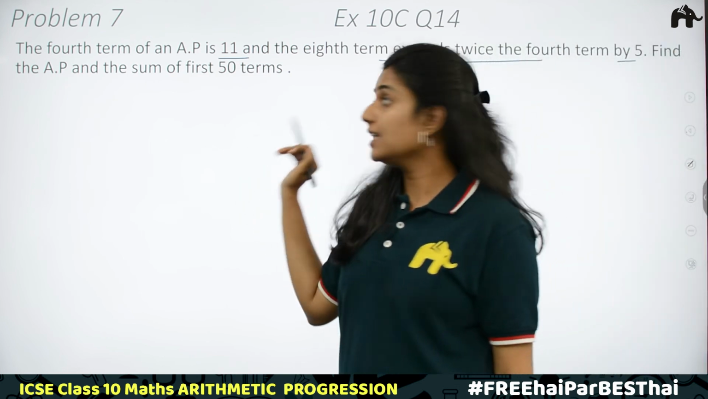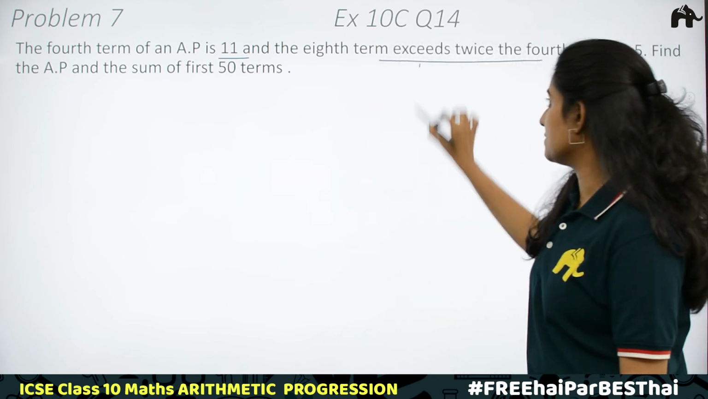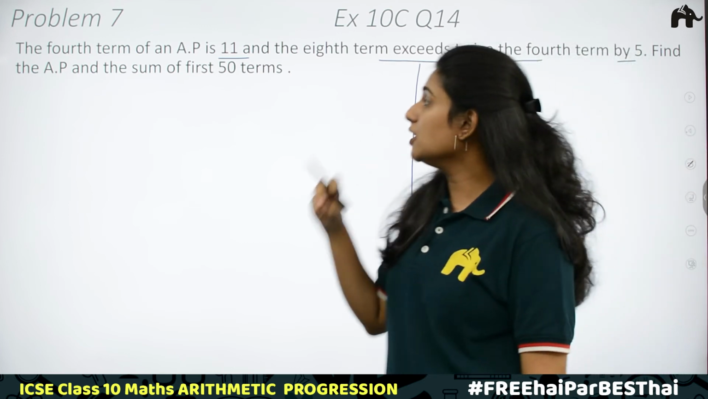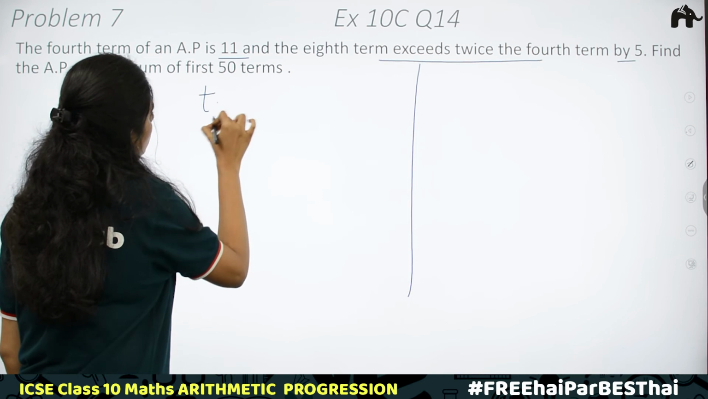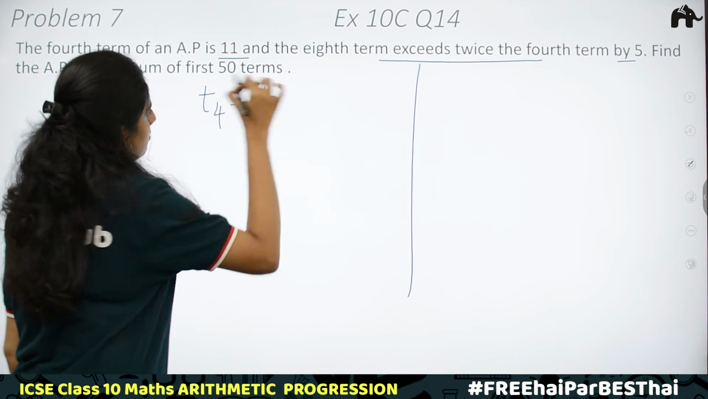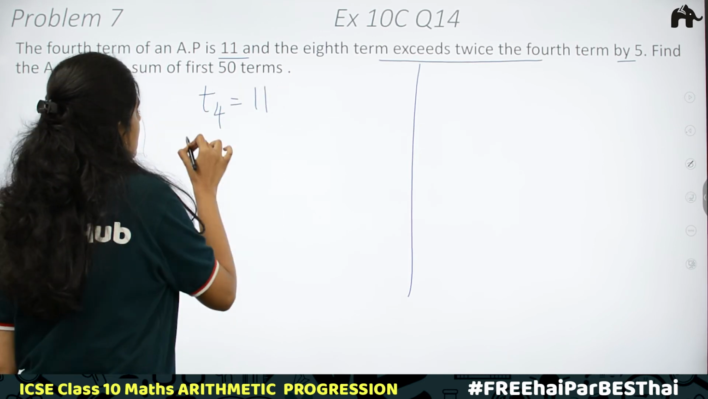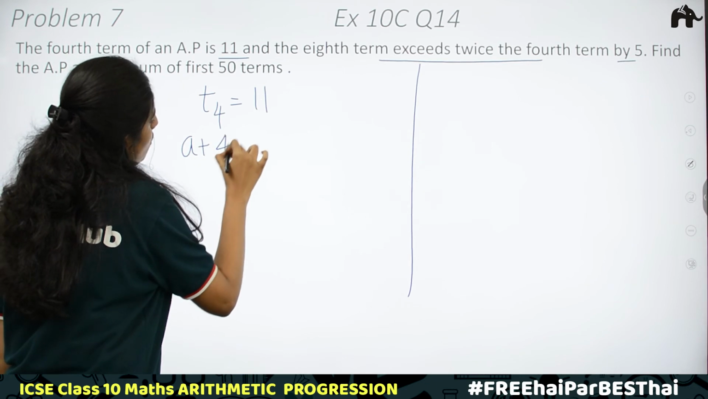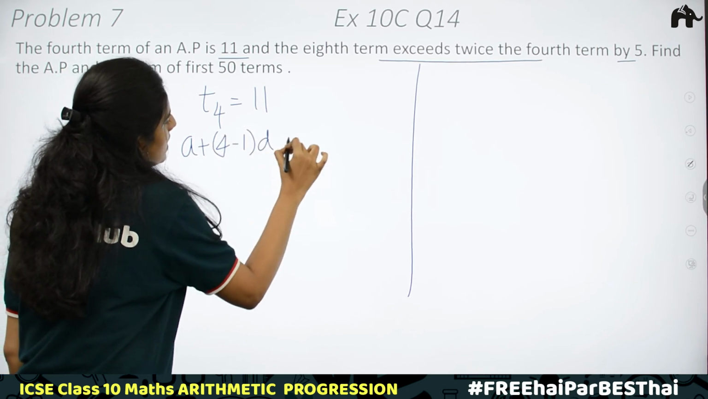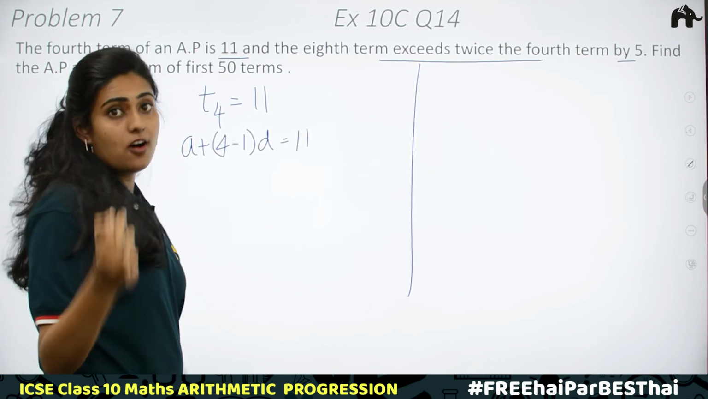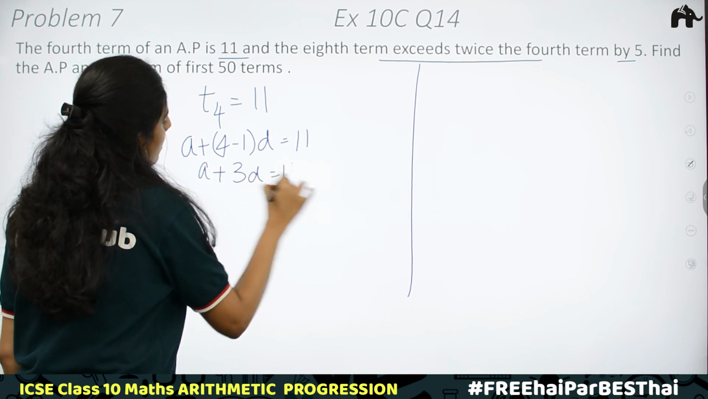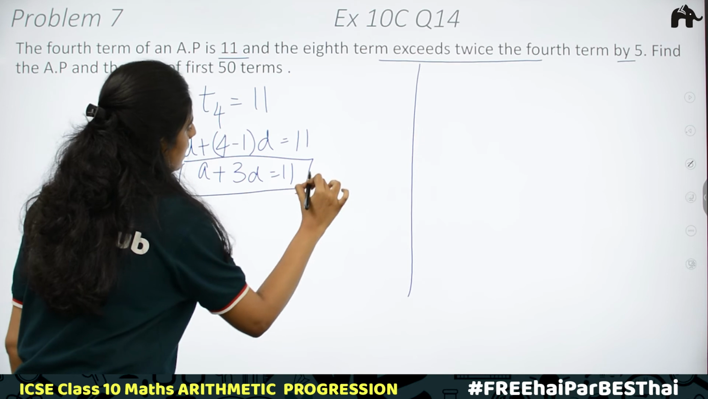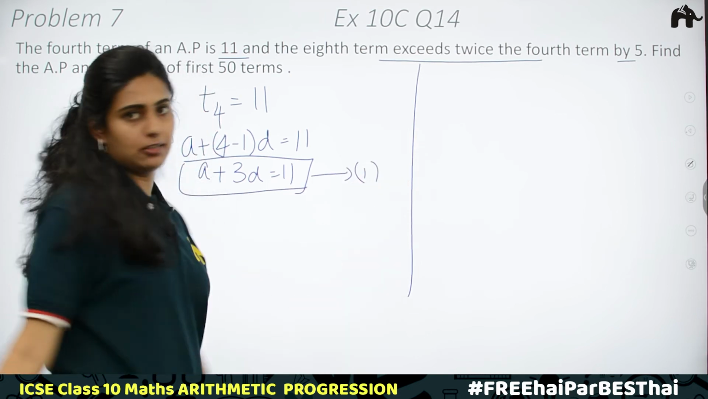Find the AP and the sum of first 50 terms. Given that the fourth term of an AP is 11, T4 is equal to 11. This can be written as A plus (4 minus 1) into D is equal to 11, or A plus 3D is equal to 11. 4 minus 1 is 3. Let us name this equation number 1.